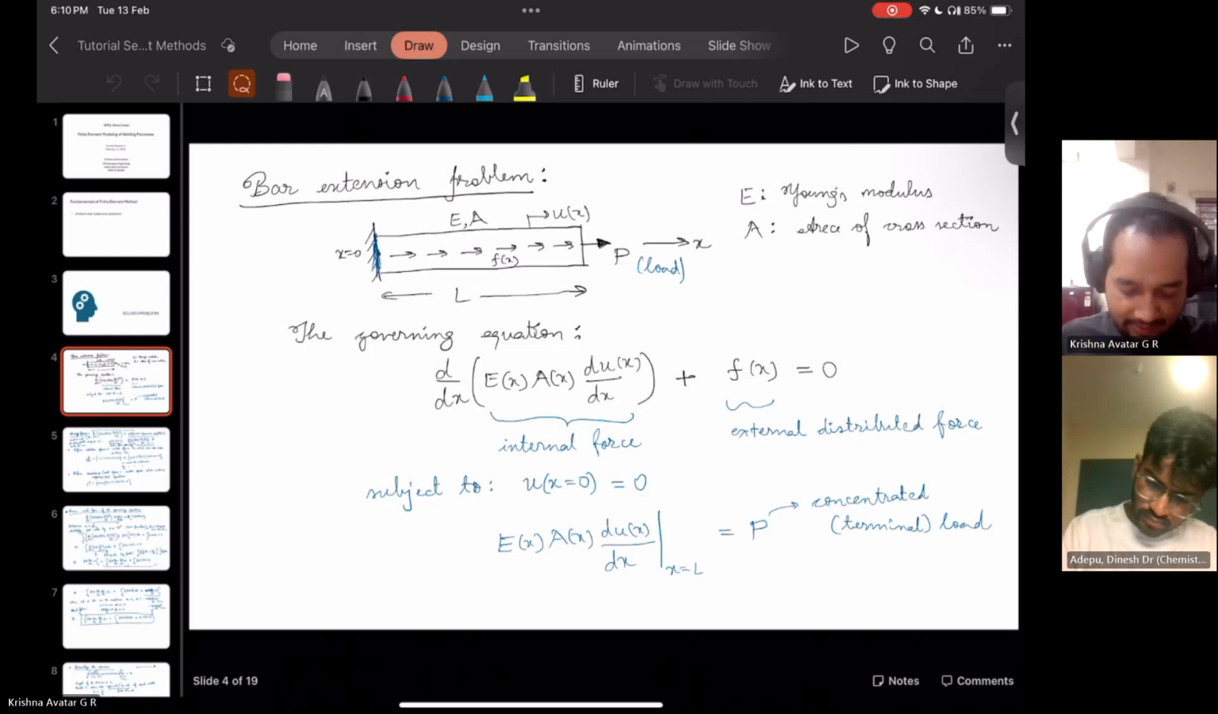Okay, so the governing equation is given as d/dx of E(x) A(x) du/dx, plus F(x) is equal to 0, where this part is the internal force and F(x) happens to be the external distributed force. And the boundary conditions which are required for us to close the problem are u(0) is equal to 0, and E(x) A(x) du/dx is equal to P, which is the concentrated terminal load.